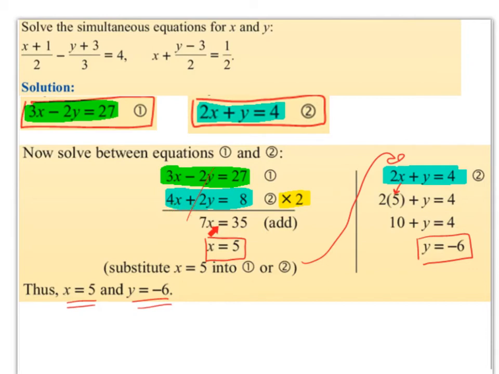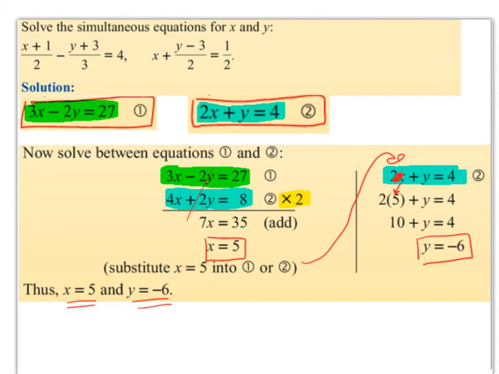3x plus 4x is 7x. 27 plus 8 is 35. And then dividing 35 by 7, we get x is equal to 5. So now we know our x value. We substitute x equals 5 into 1 or 2. So into equation 1 or equation 2. So here we're going with equation 2.